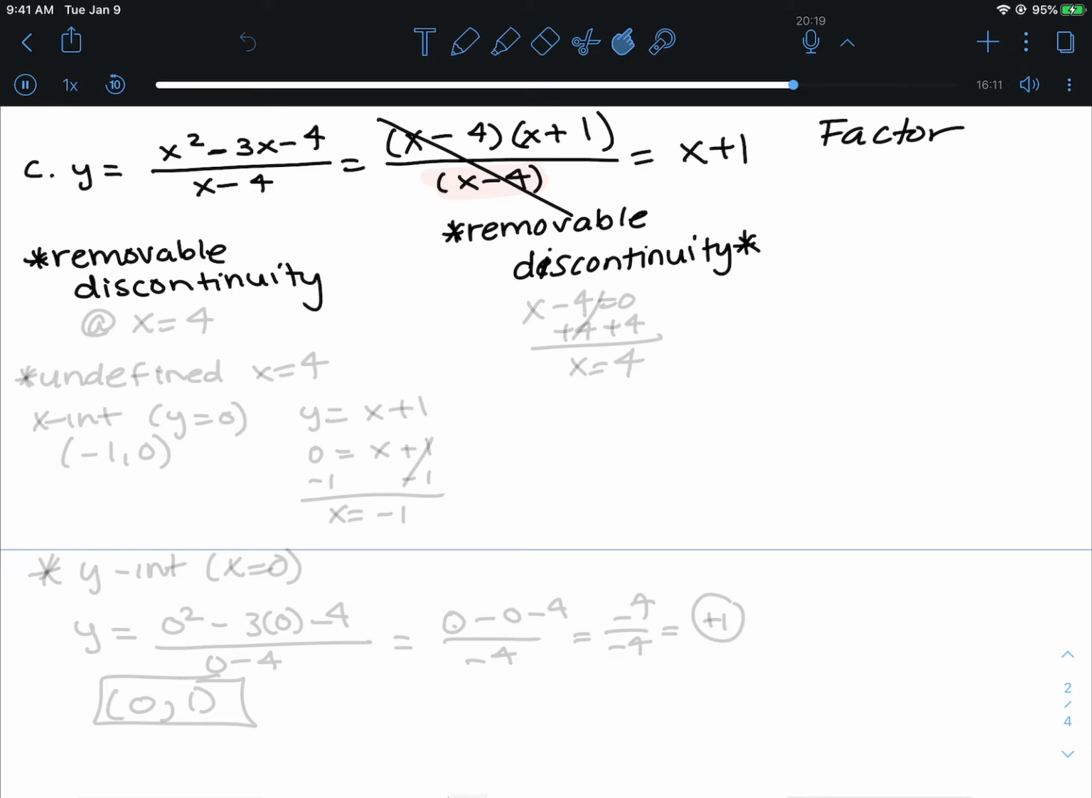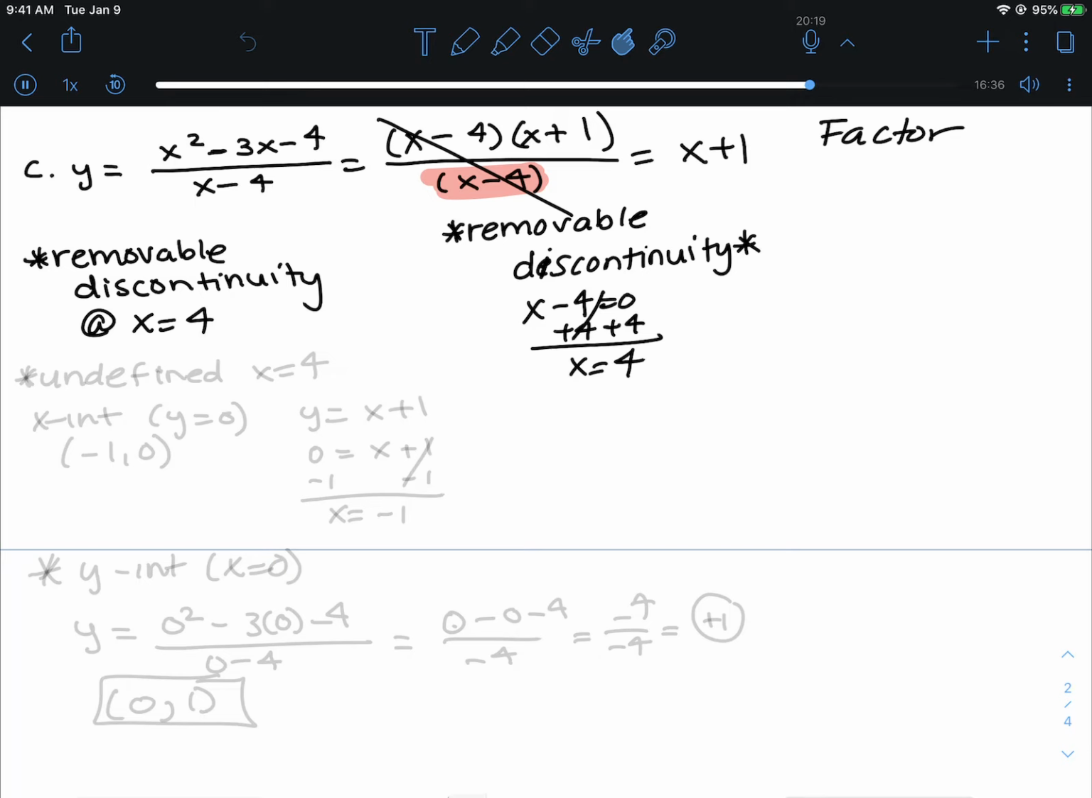Now, where's this removable discontinuity? Well, I still have a denominator, right? The denominator is right here. So all I have to do is just make that equal to 0. So my removable discontinuity is going to be at x minus 4 equals 0. So I add the 4. So x equals 4 is my removable discontinuity. Okay?